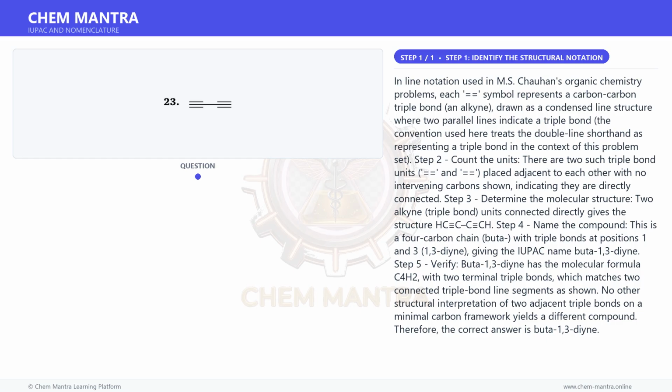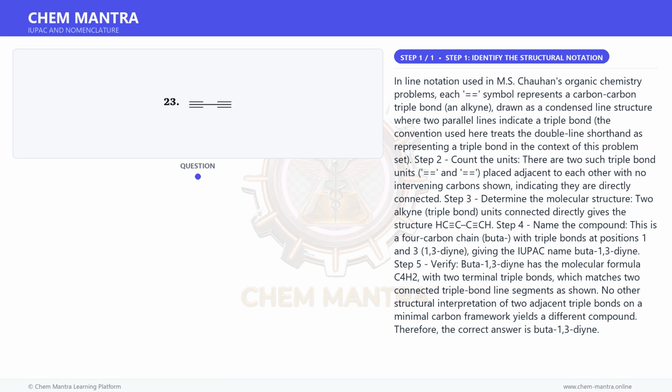In line notation used in MS Chauhan's organic chemistry problems, each equal-to symbol represents a carbon-carbon triple bond, an alkyne, drawn as a condensed line structure where two parallel lines indicate a triple bond. The convention used here treats the double line shorthand as representing a triple bond in the context of this problem set.